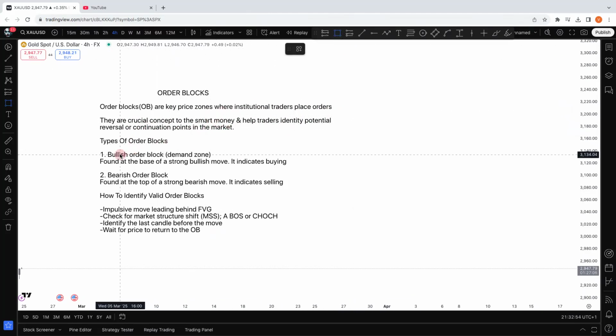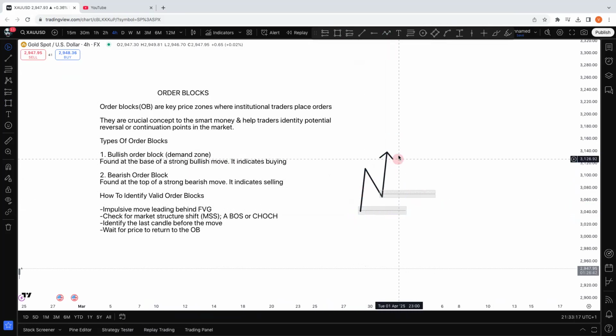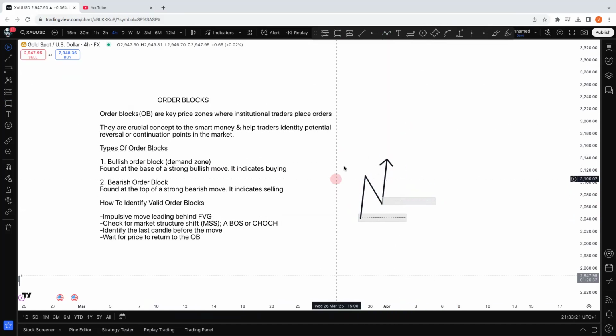Now, we have two types of order blocks. We have the bullish order block, which we refer to as the demand zone, found at the base of a strong bullish move. It indicates buying. So let's say we have a trend this way. At the base of each of these impulsive moves is an order block. This order block is the most interesting area for smart money traders to pick trades.